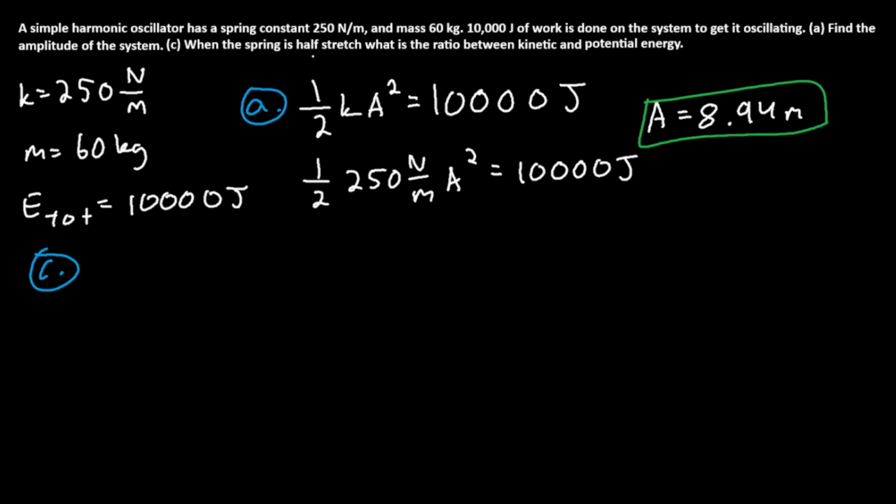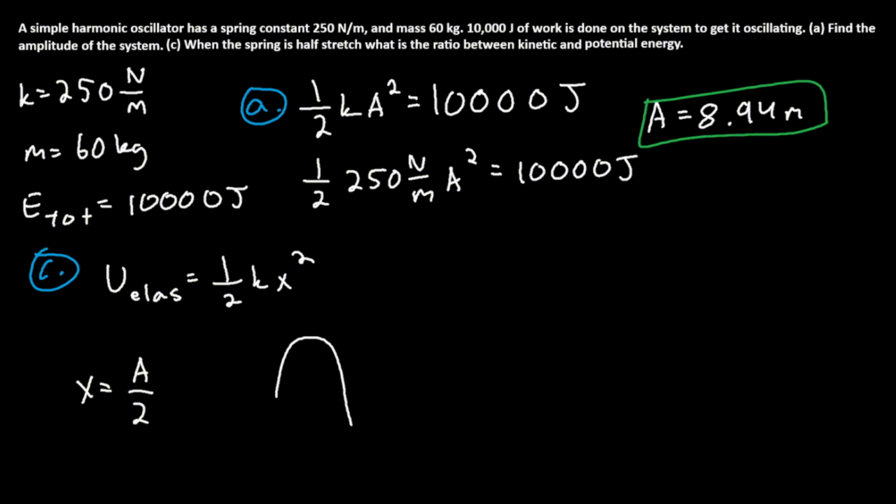When the spring is half stretched, okay, I wrote this out myself, so it should be half stretched. When the spring is half stretched, what is the ratio between kinetic and potential energy? Well, we don't even need to solve for the kinetic and potential energy here in order to understand this. The formula for a spring or elastic potential energy is equal to 1/2 k times the displacement squared. Well, when the spring is half stretched, that means that the displacement is equal to your amplitude divided by 2.